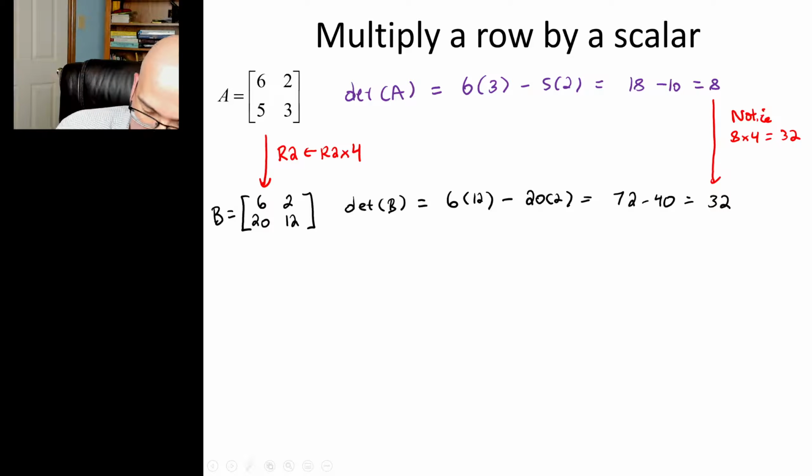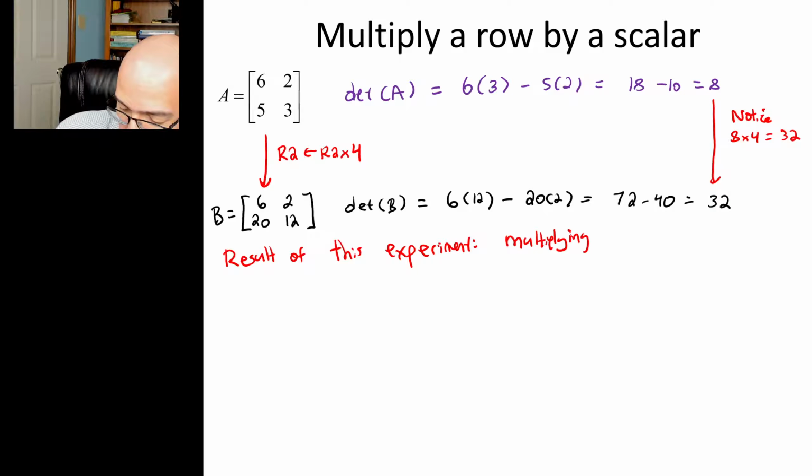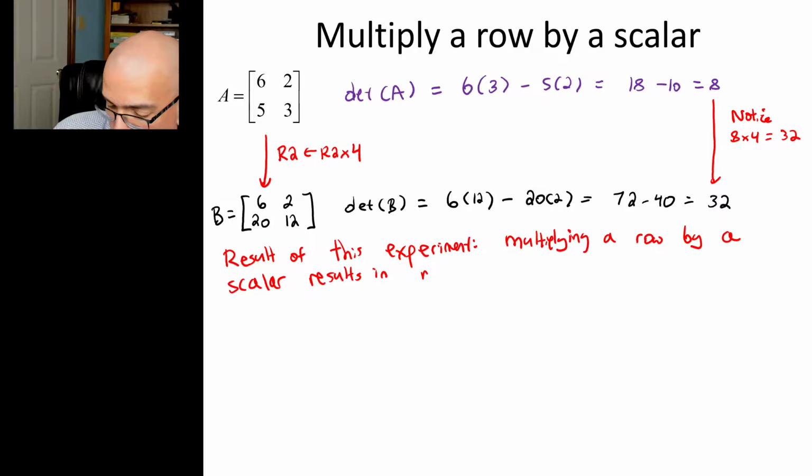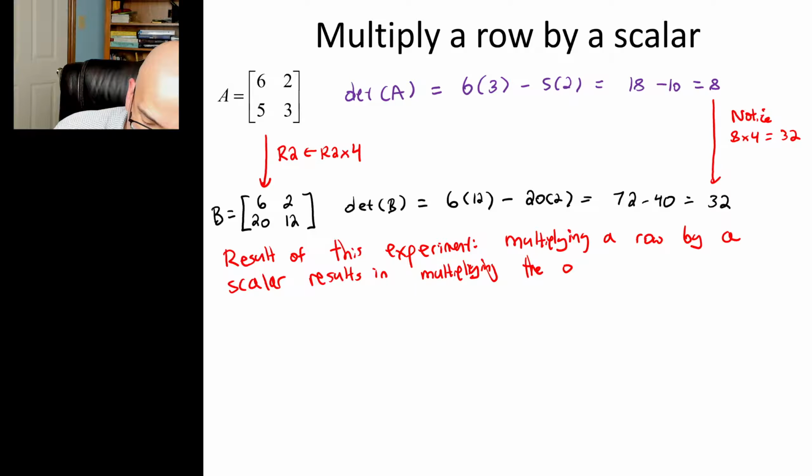So I'm going to summarize the results of this first experiment. Multiplying a row by a constant or a scalar results in multiplying the determinant by that scalar.